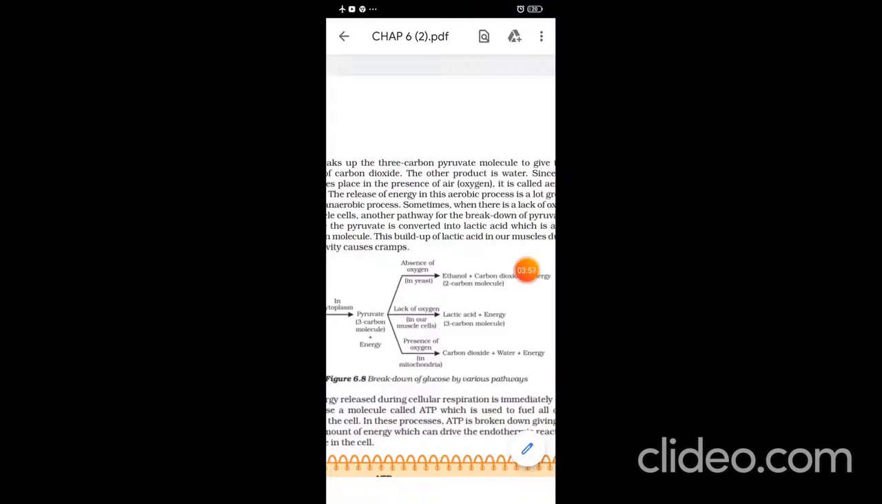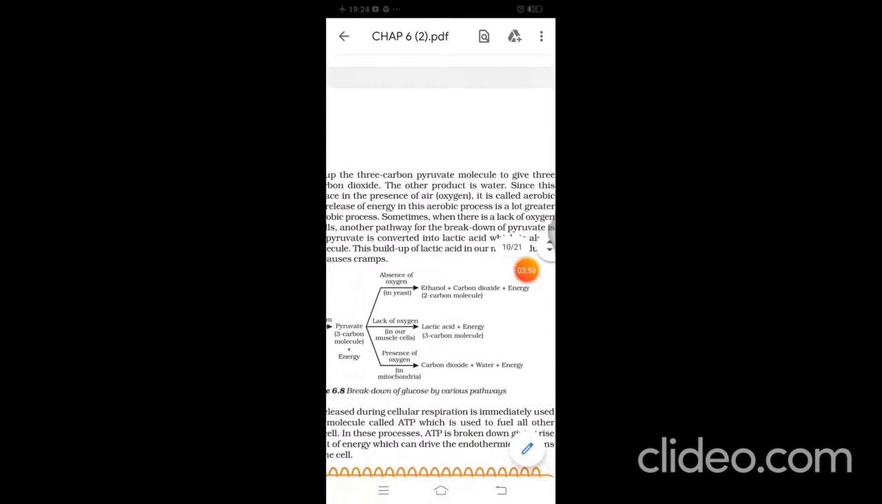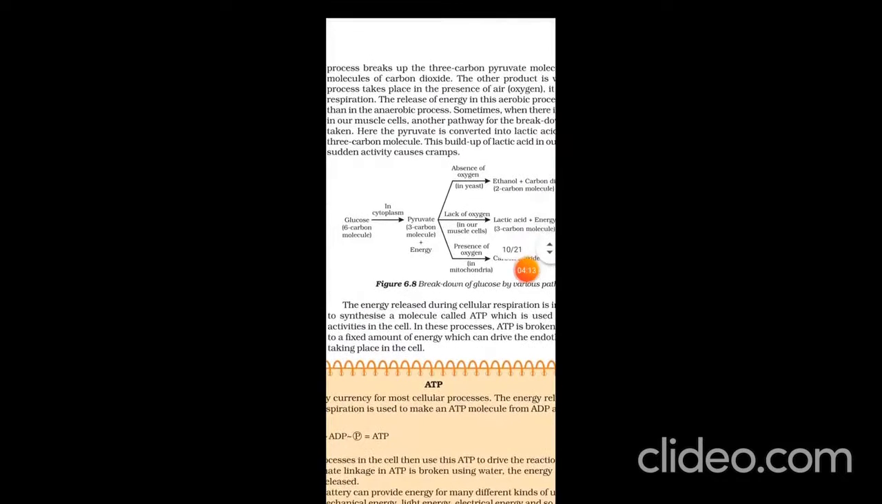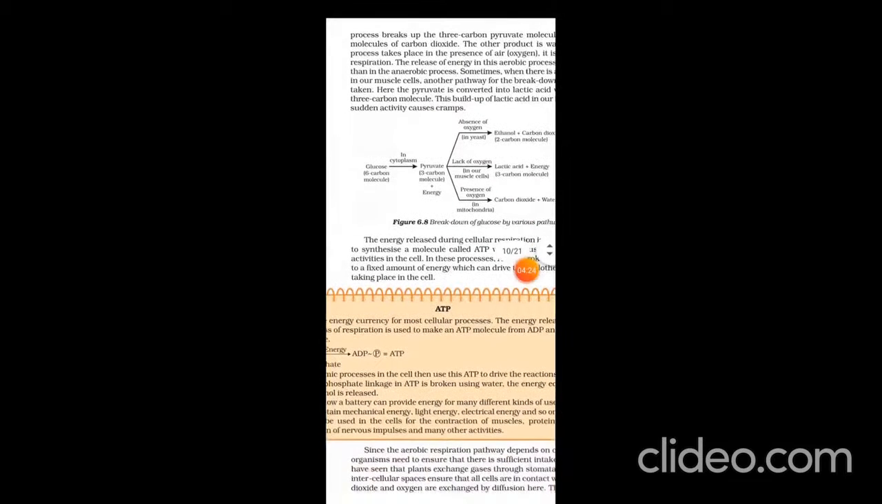If there is no oxygen at all, it will be converted into ethanol, carbon dioxide plus energy. And you must understand one thing: inside a cell, the cell depends on a chemical compound as its main energy source, like a coin. That energy currency is known as ATP.